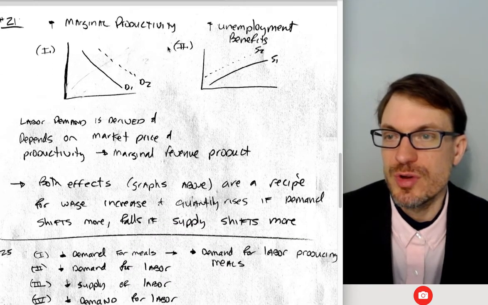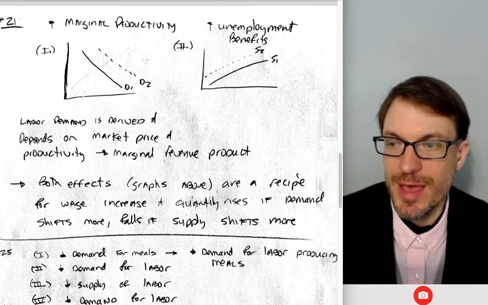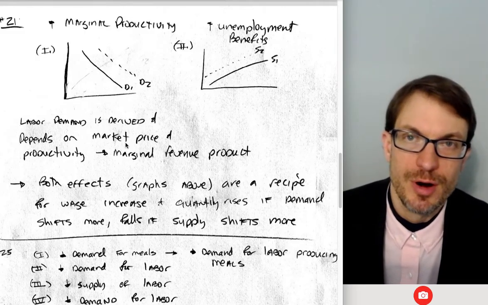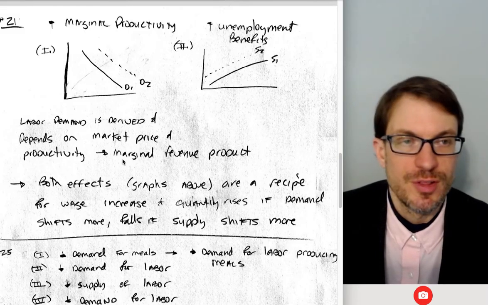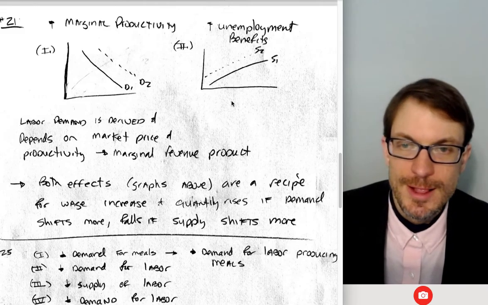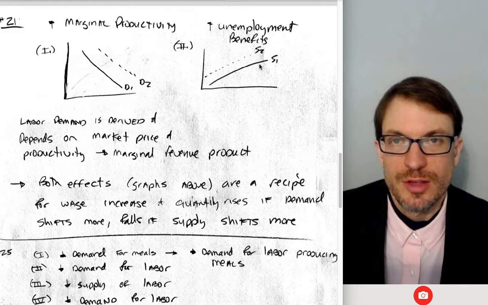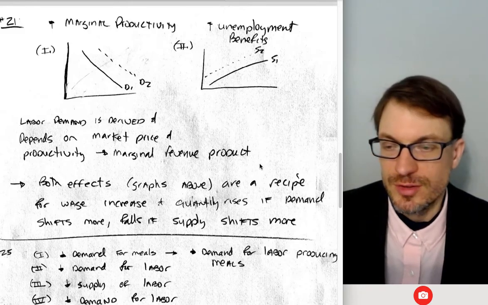So we have an increase in marginal productivity. This is going to increase the labor demand. Remember, labor demand is derived. It depends on the market price as well as the productivity. This gives us our marginal revenue product. And then unemployment benefits are going to increase the opportunity cost of working, and so we'll get a decrease in labor supply.